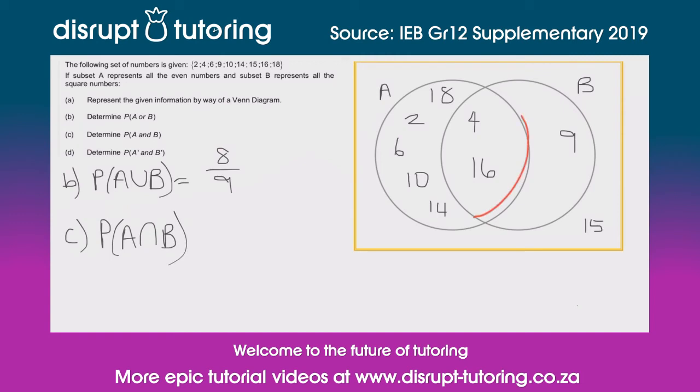Then moving on to C, determine the probability of A intersection B. Now that refers to our overlap where A and B happen at the same time. So that is 2 over our 9. Brilliant. So that gets us some more marks.